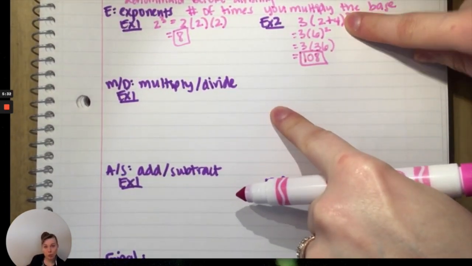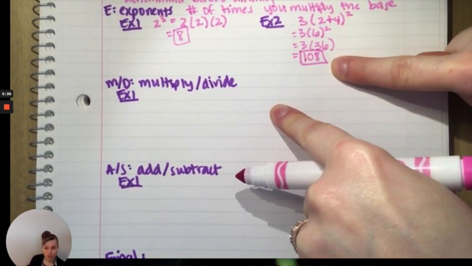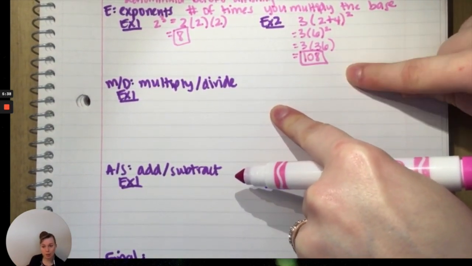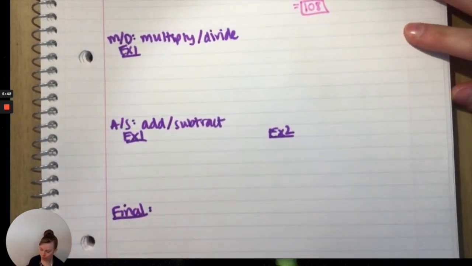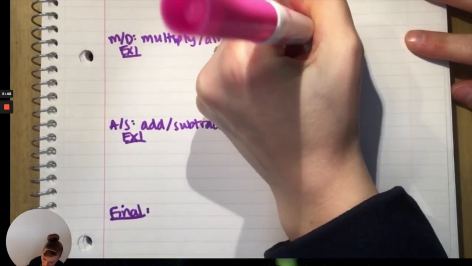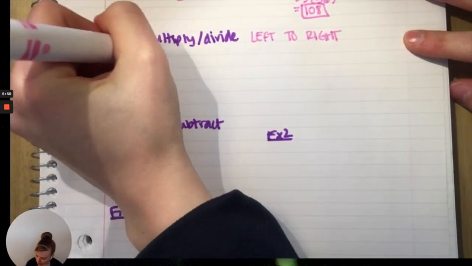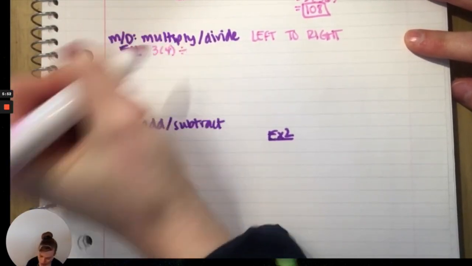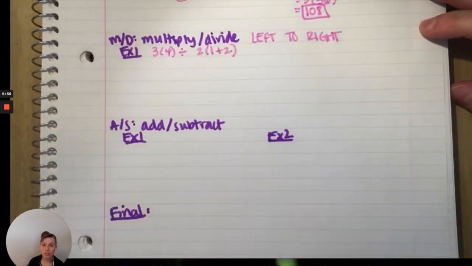So we first did the grouping symbol, then we did the exponent, and now I'm going to do the multiplication. Each step was something different, and now we're on our multiplication and division. Remember that we go left to right. So example 1, I'm going to have 3 multiplied by 4 divided by 2, 1 plus 2.